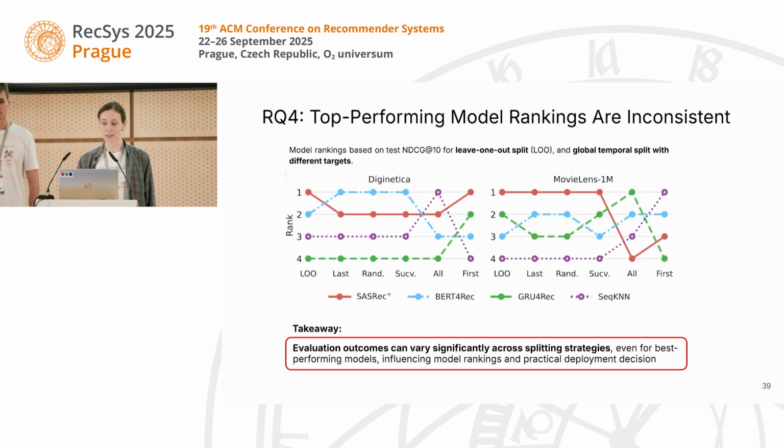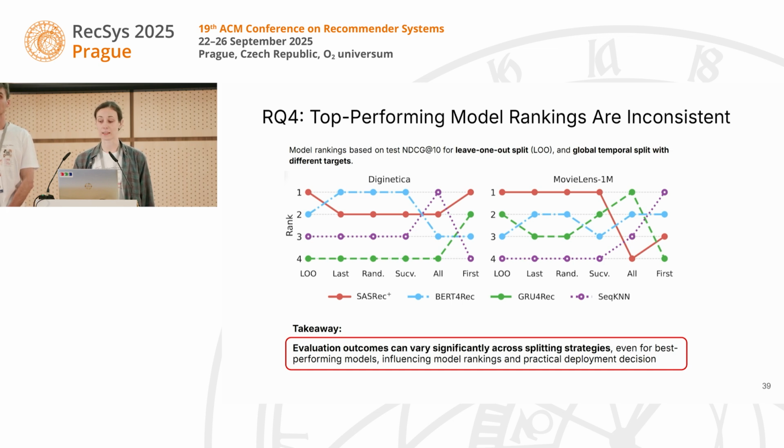And the last question is, do these correlations affect the top-ranked models? And the answer is yes. Ranking for those models changed for different splits, which could affect the real deployment decisions. For example, here for the Diginetica dataset, the BERT4Rec model could be the best performing model or drops to the third place under some splitting targets.